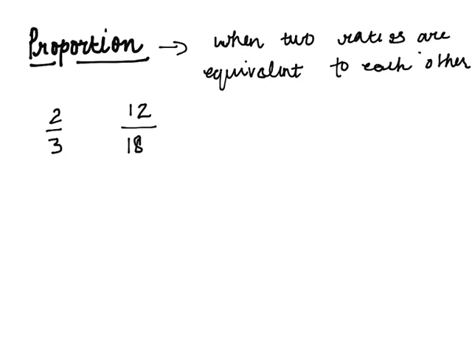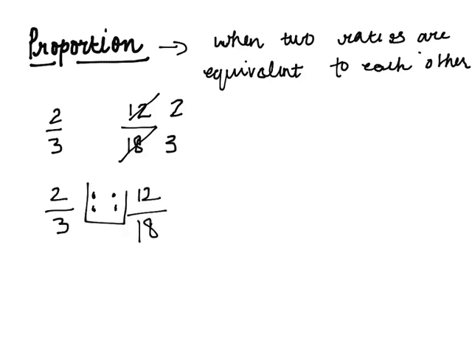So for this, we will change 12 by 18 into its simplest form. As we can see, the common factor between 12 and 18 is 6. So we will divide numerator and denominator by 6. 12 divided by 6 will give us 2 and 18 divided by 6 will give us 3. So it means these two ratios are in proportion. 2 by 3 is in proportion to 12 by 18. So this is the sign to denote the proportion.